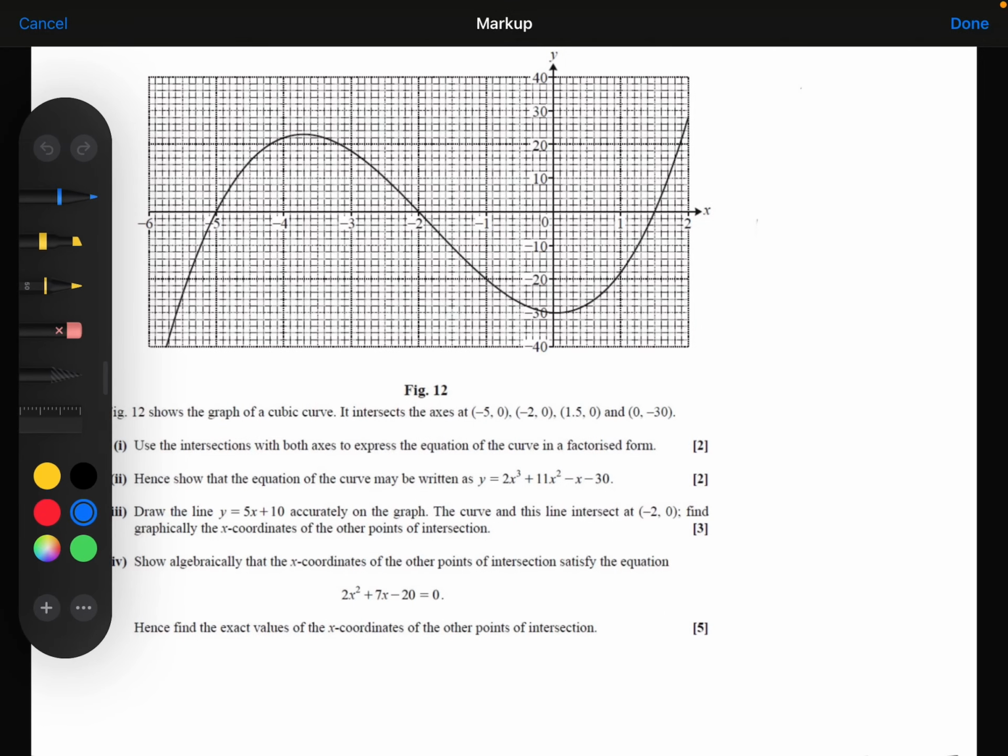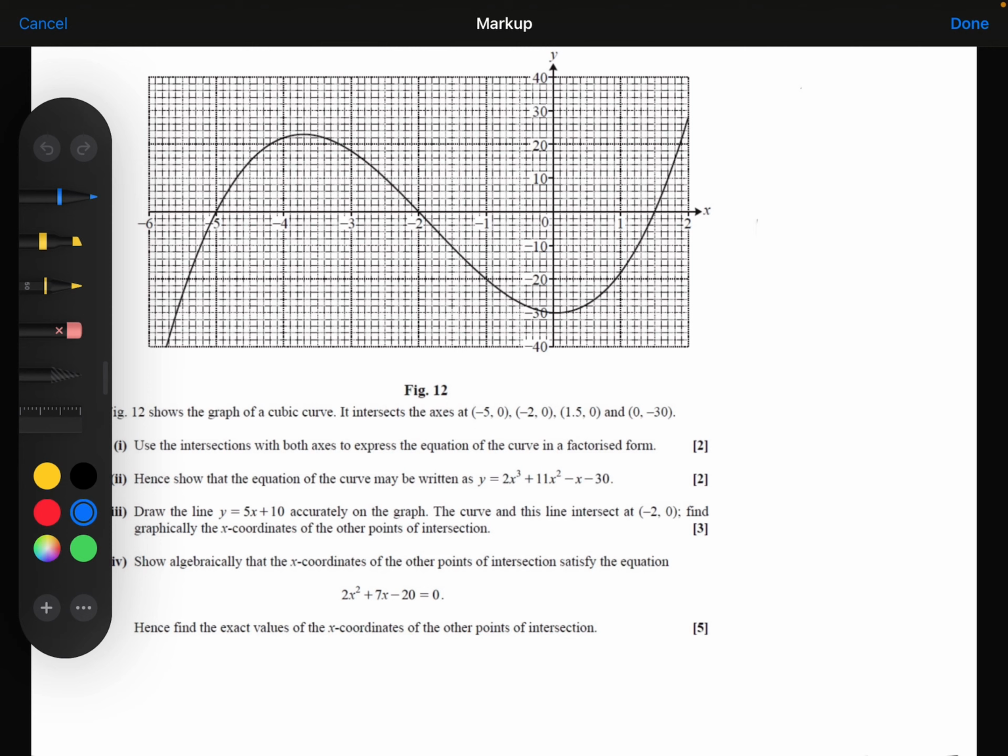Figure 12 shows the graph of a cubic curve. It intersects the axes at (-5, 0), (-2, 0), (1.5, 0), and (0, -30). Part I. Use the intersections with both axes to express the equation of the curve in a factorised form.